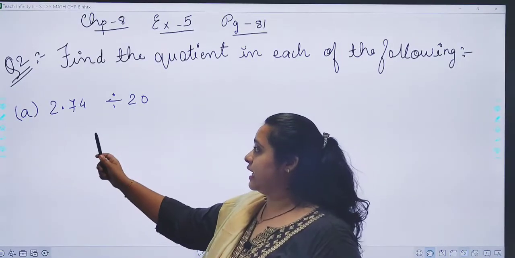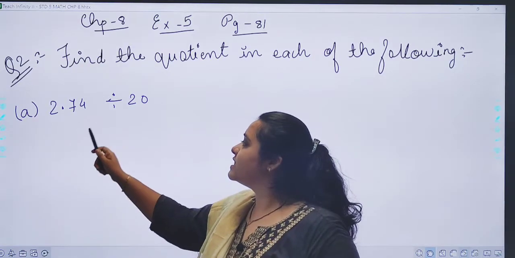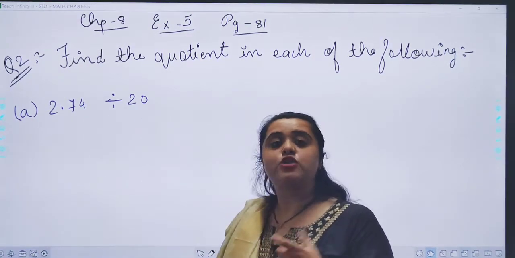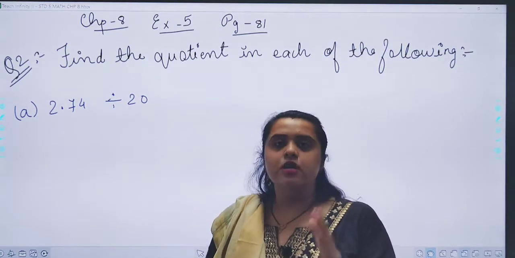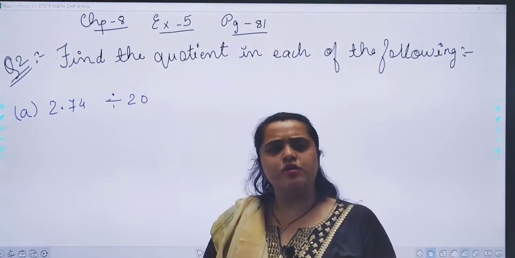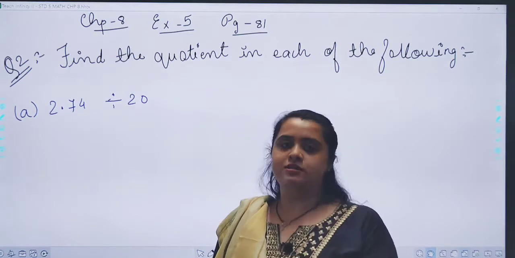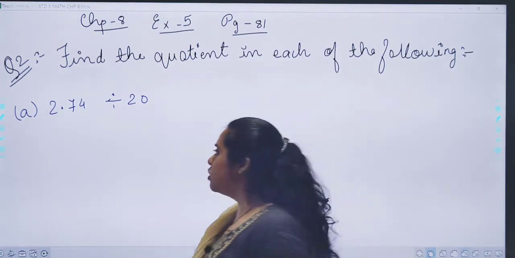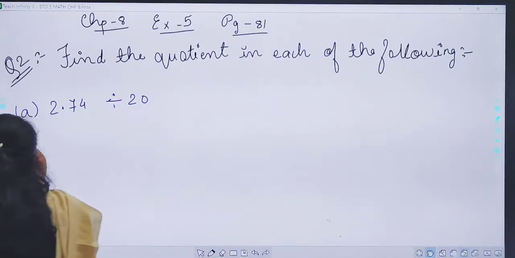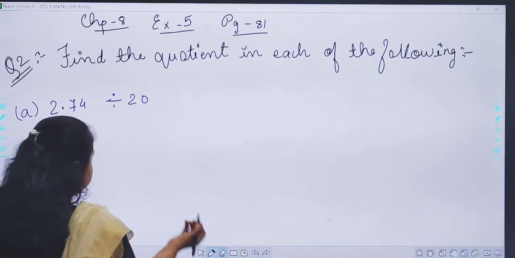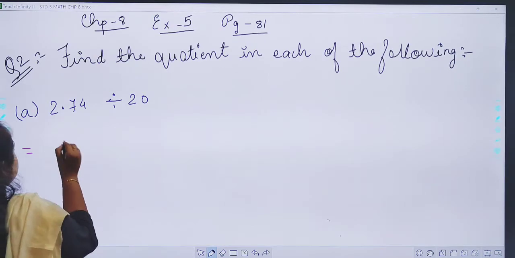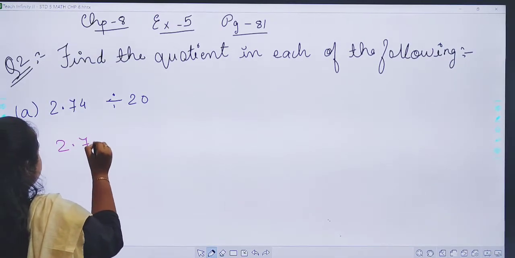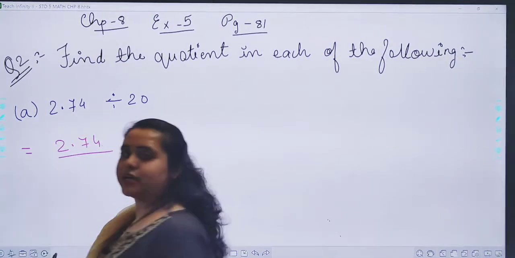As you can see, 2.74 divided by 20. That means we are supposed to divide by tens, 20, 30, 40, 100 and so on. There are zeros at the end. Okay? So one shortcut is there to reduce our efforts. 2.74 is divided by 20.